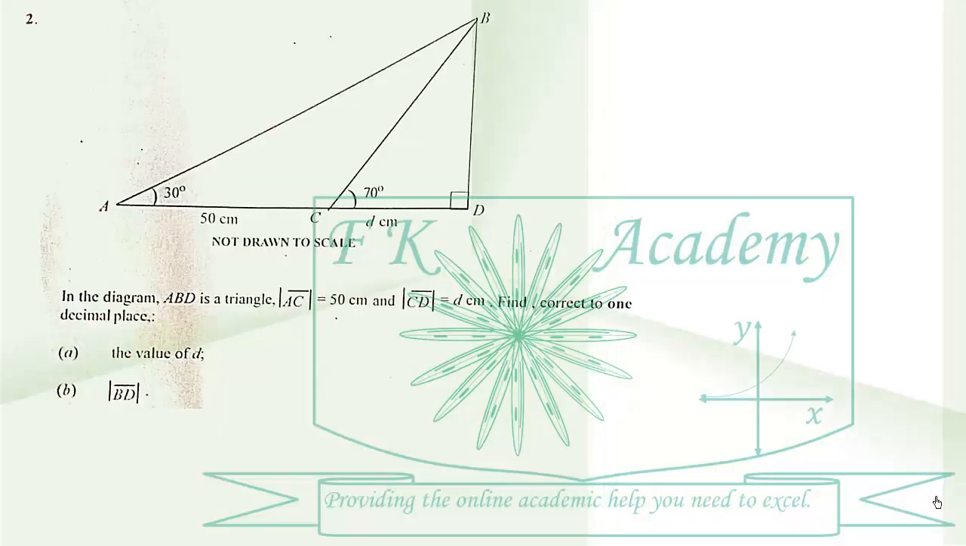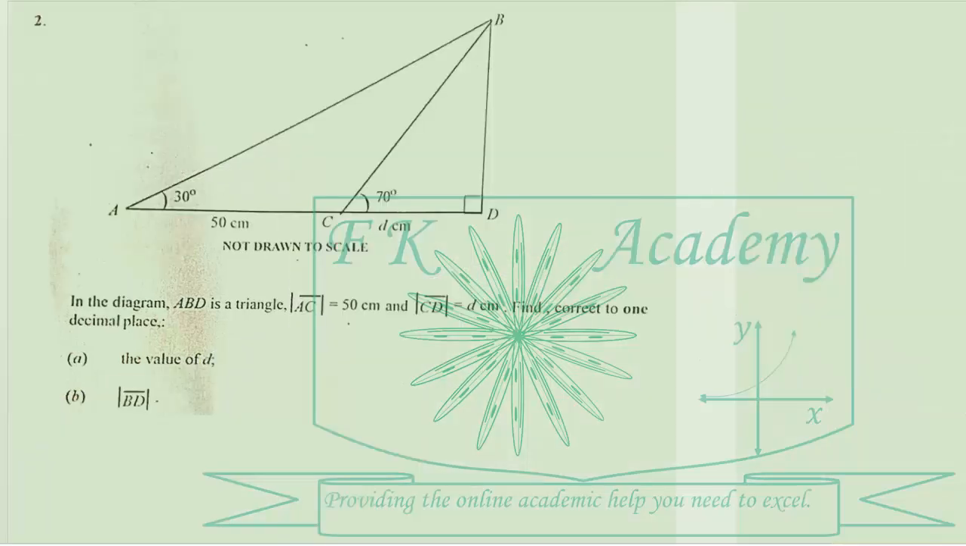Question number 2 is on trigonometry. In the diagram, ABD is a triangle. Line segment AC has the length 50 centimeters, and line segment CD has the length D centimeters. Find, correct to one decimal place, the length of line segment BD. We are requested to find the value of D.